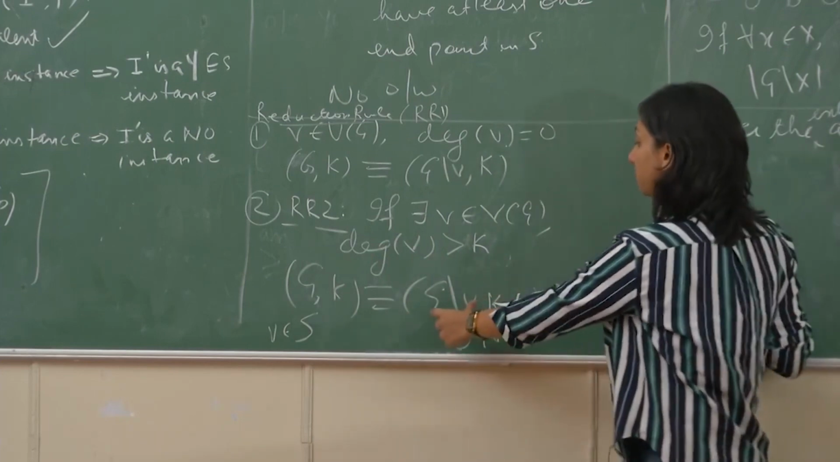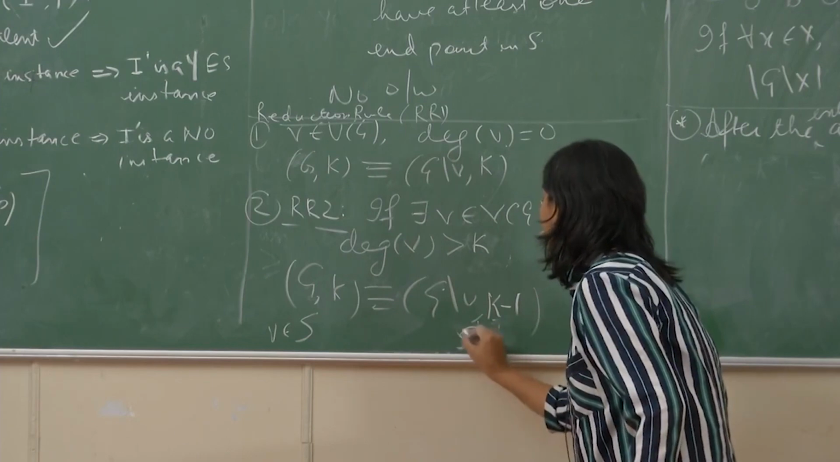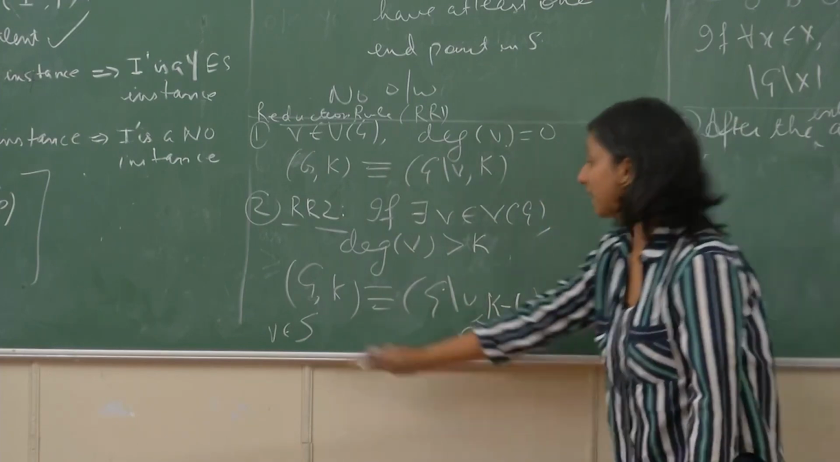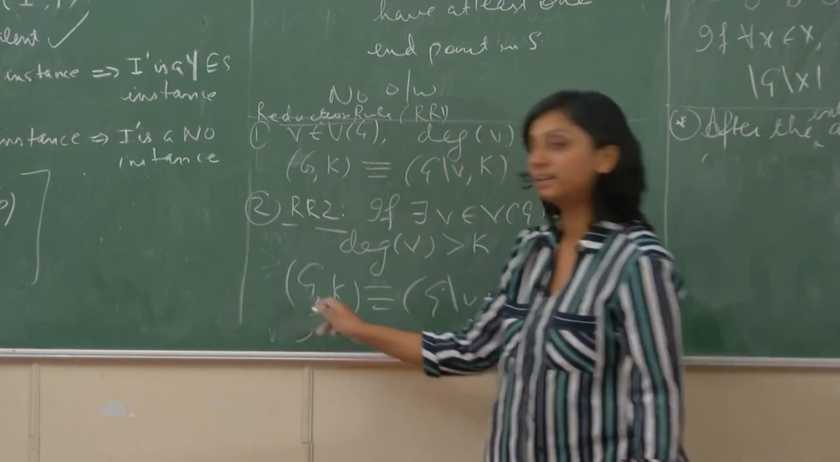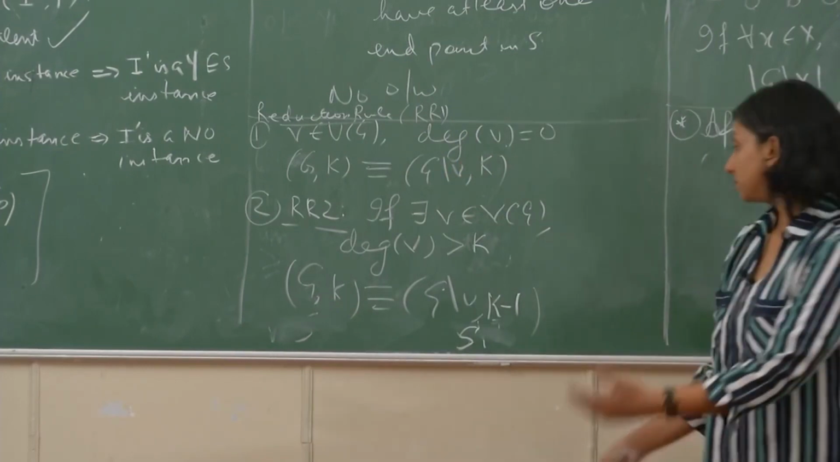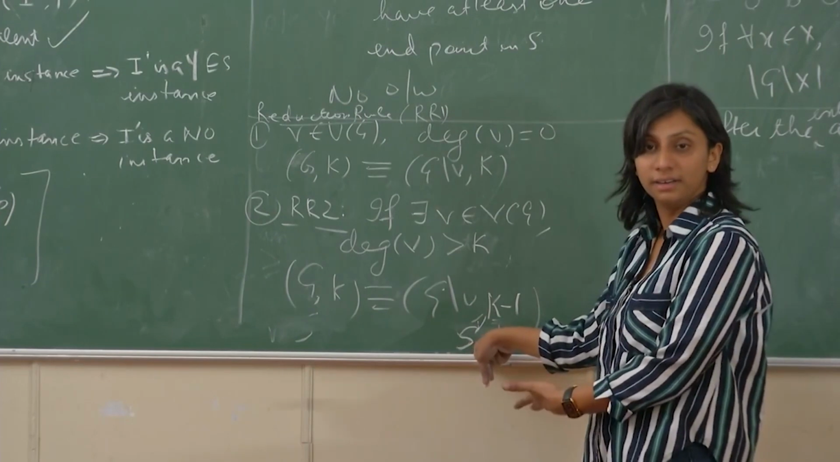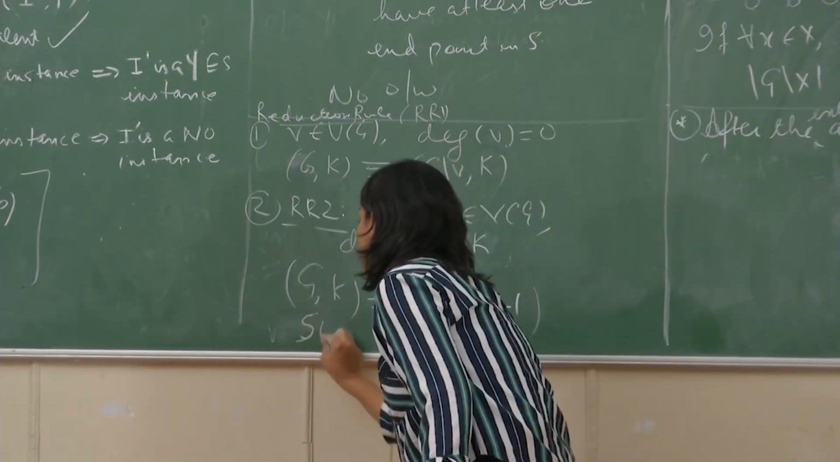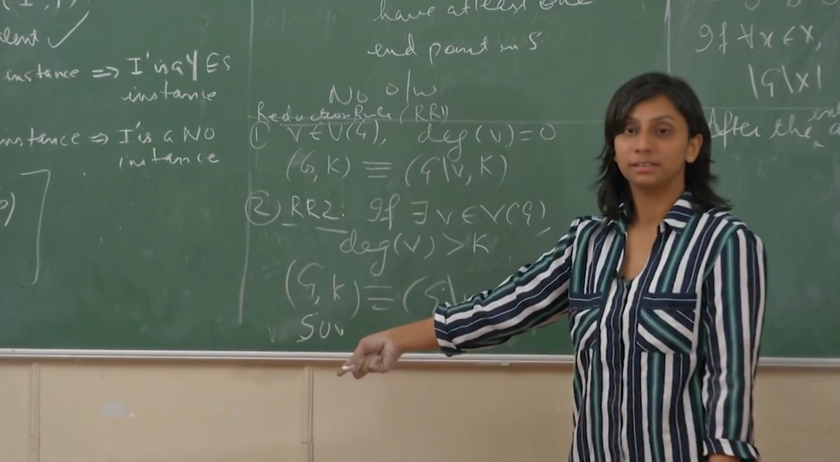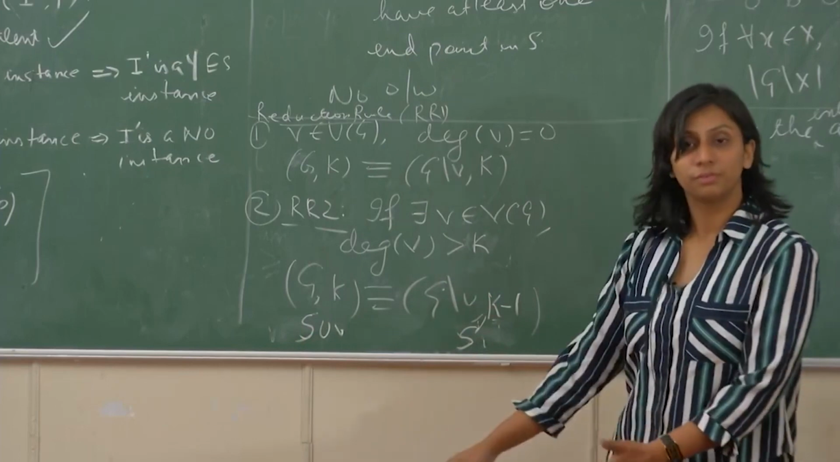For the reverse direction, suppose I give you a vertex cover S prime of this graph of size K minus 1, then can you give me a vertex cover of size K here? Yes. So if this is S prime, and S prime is a vertex cover here, then S union V is definitely a vertex cover here, right? S prime has size K minus 1, so S union V has size K. So this is how you prove the formal correctness.